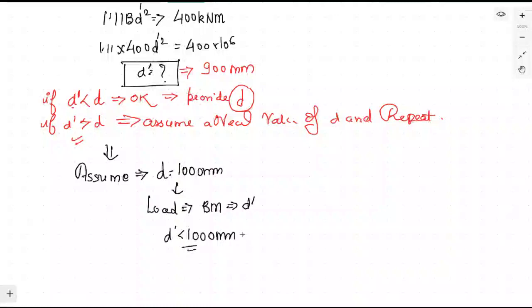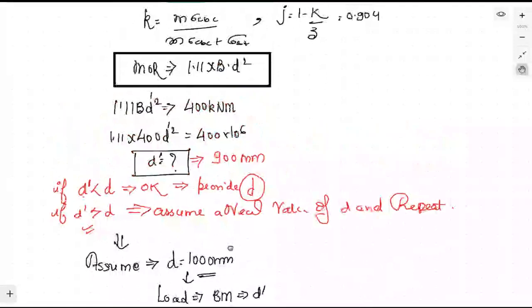जैसे ही ये इससे लेस हो गया, now you will provide the value of d which you have assumed, that is providing. अगर ये इससे कम आ जाता है, then you will provide 1000 mm as the depth and width. If you want to change, you can change. If you do not want to change, you cannot change that value. It means that this is the size of the section which you can provide, that is 400 by 1000 mm if the condition is satisfied.